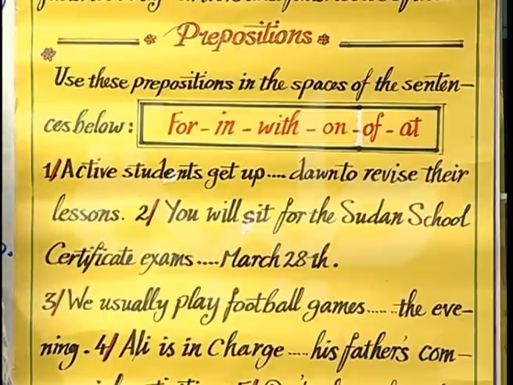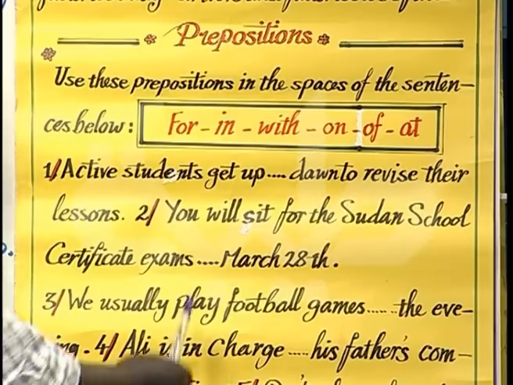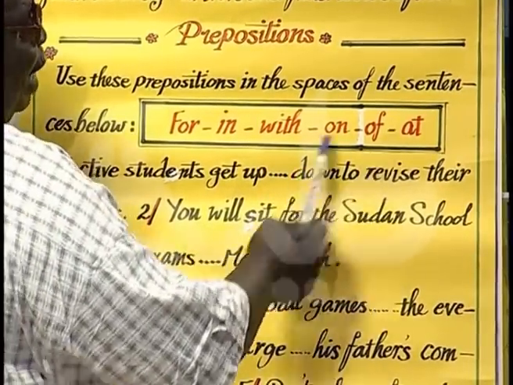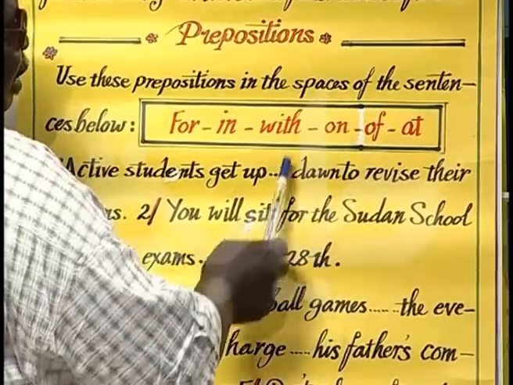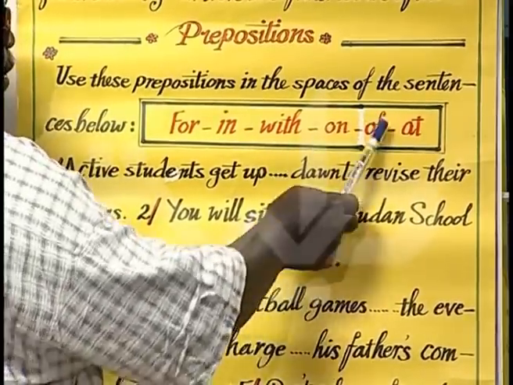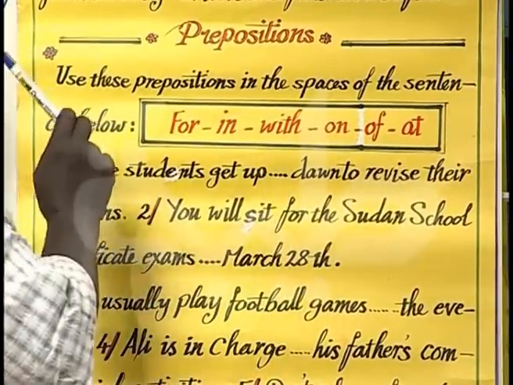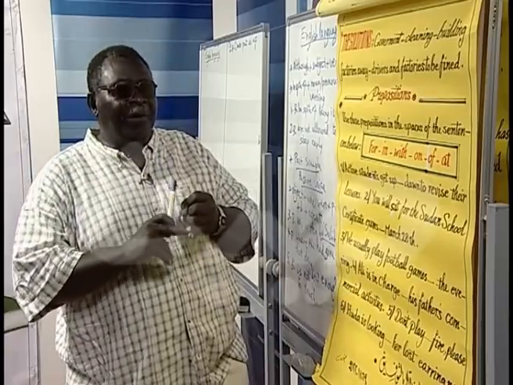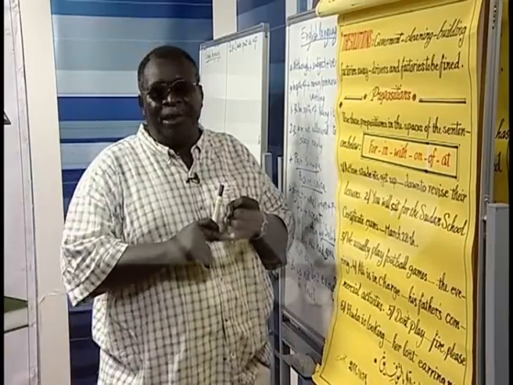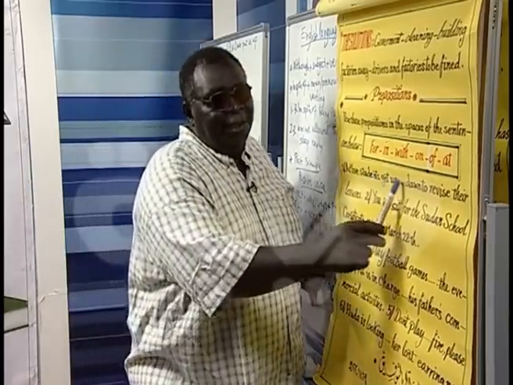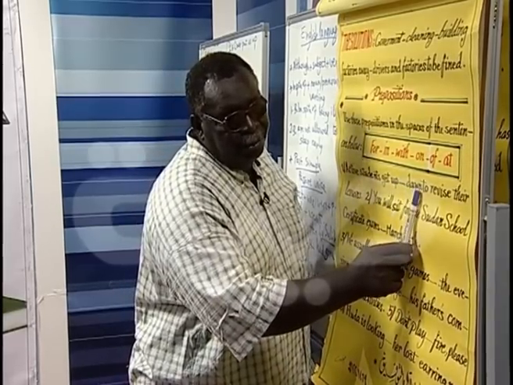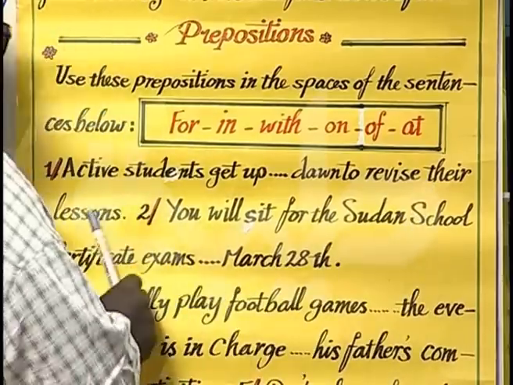Can you try to give the answer? What's the answer here? It's going to be at, you see. Get up at dawn, نستيقظ عند الفجر. Don't be confused. In the morning, we say in the morning. Early morning, in the early morning. But here, dawn, we say at dawn. Spelling D-A-W-N, at dawn. To revise their lessons.